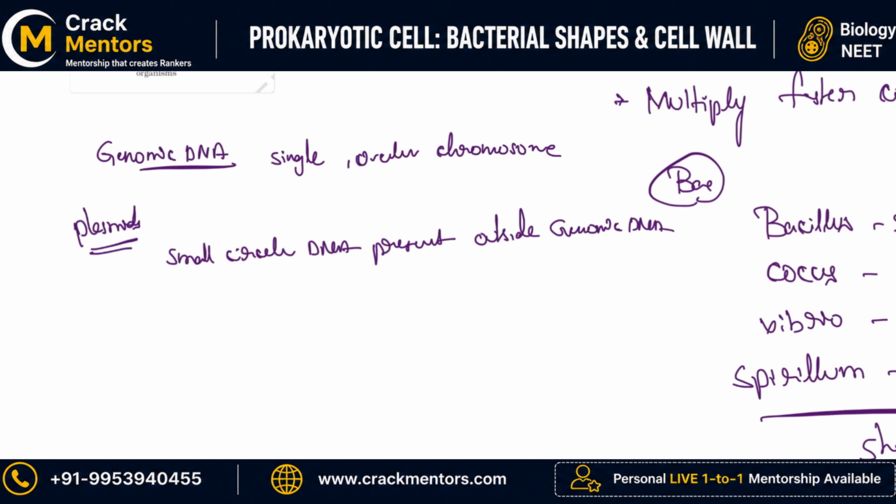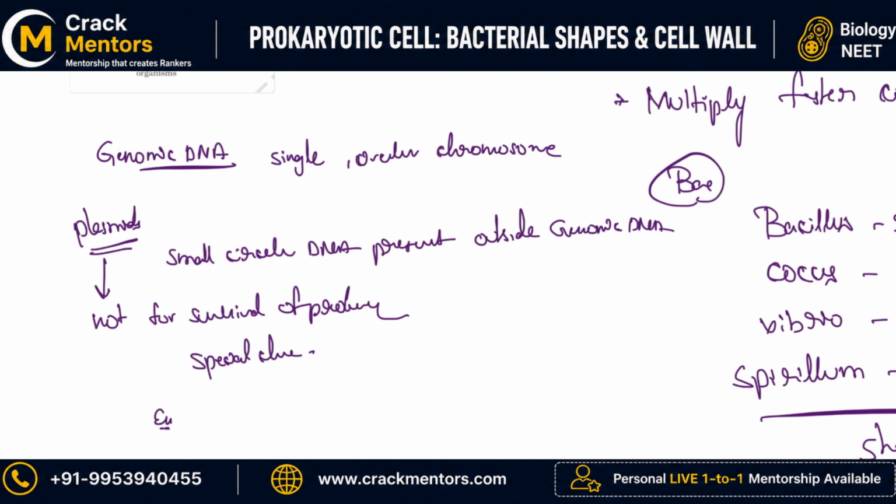These are not essential for the survival of prokaryotic cells, but they give the cell special characters, for example, antibiotic resistance in a bacteria. Such special characters are given by plasmids. These plasmids are used in genetic engineering and bacterial transformation.